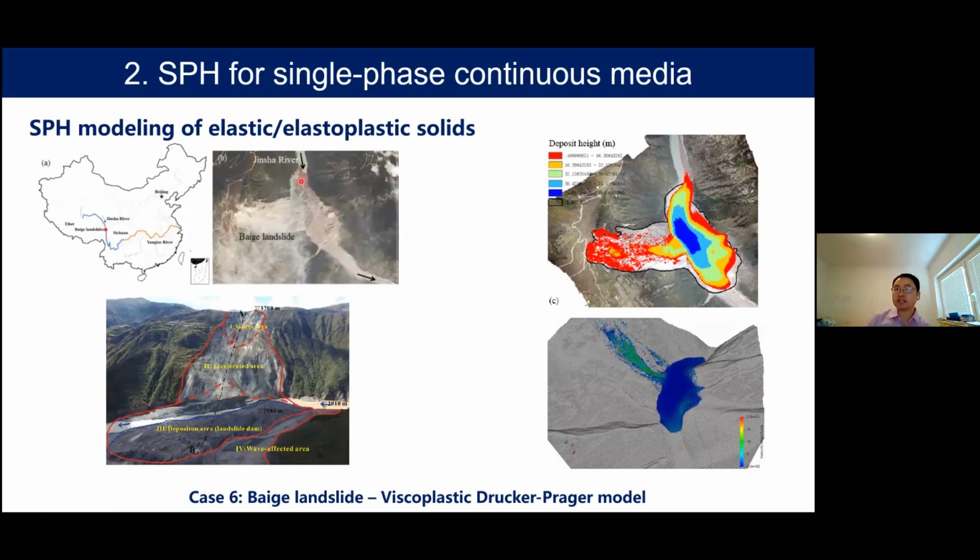This is an example of a landslide in China. We can simulate this process and match the deposition area and also the simulation time, the development time, and also the impact force, which can be measured from some kind of seismic analysis.